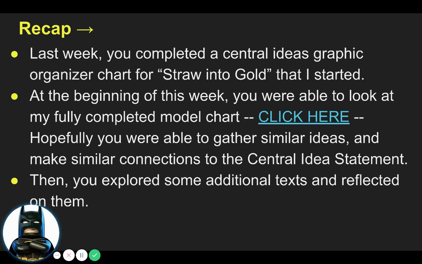I wanted you to take a look at that. Hopefully you're able to complete yours, or you're able to compare yours to mine and see some similarities, at least in some of those key details and how they connect back to the central idea statement. And then in the beginning of the week, we explored some additional texts, and you read and interacted and reflected with those texts from text set 1, those nonfiction texts.